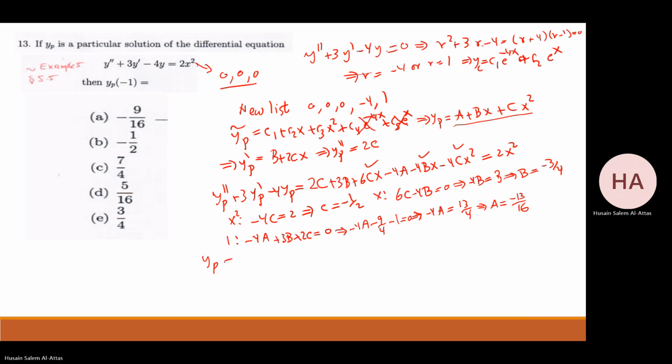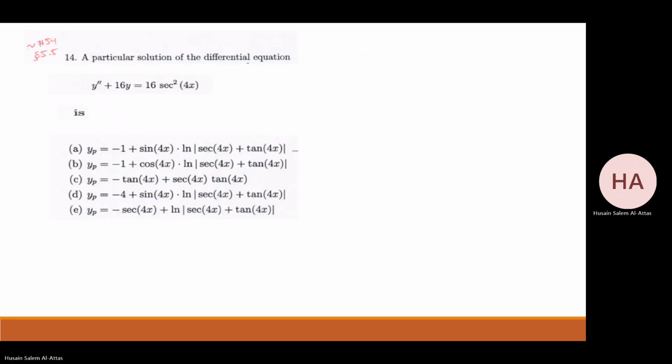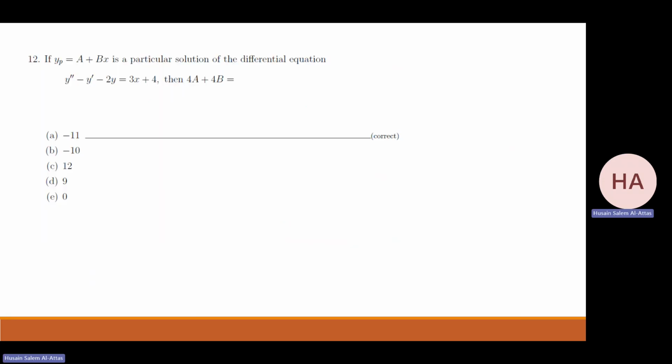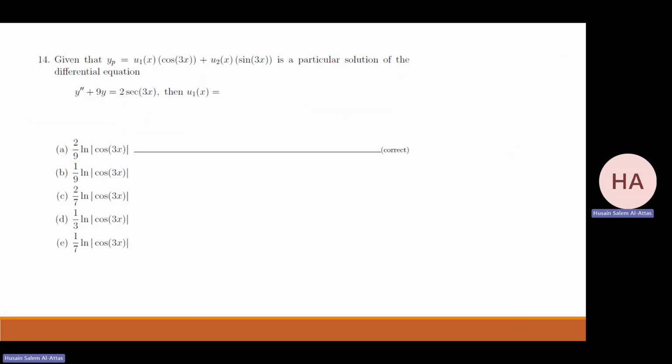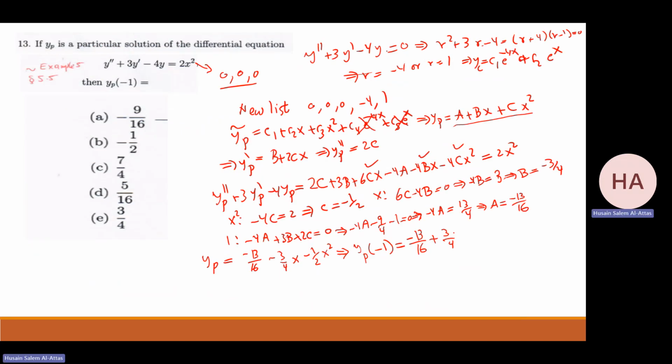yp would be a, which is minus 13 over 16, plus bx, minus 3 over 4 x, c is what? Minus half x squared. Now, what is yp at minus 1? That will be minus 13 over 16, minus 1, that will be plus 3 over 4, minus half.